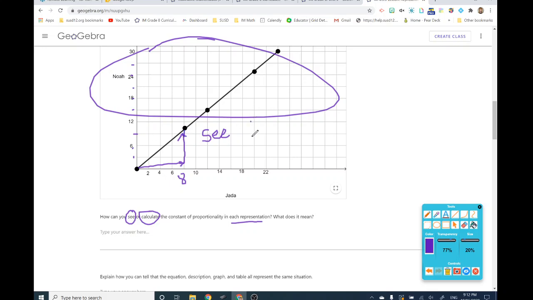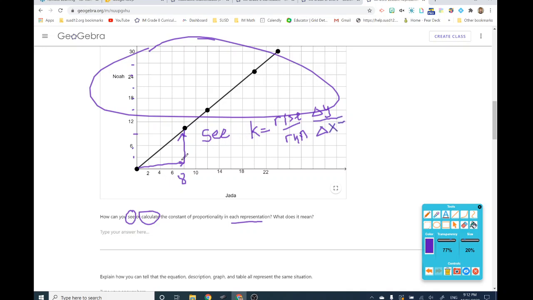So the K is the slope of the line. The slope of the line equals rise over run. That means the change in Y value for every change in X value. So change in Y, that triangle is called a delta. It means change. Change in Y divided by change in X.